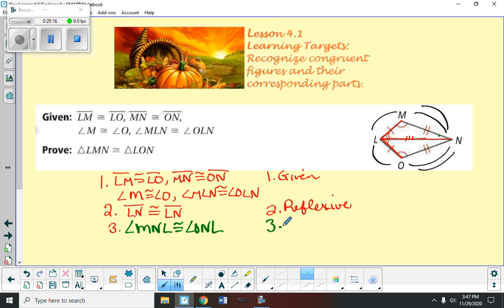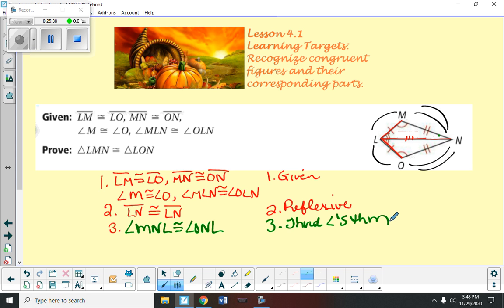Why would that be? Let's think about what we've learned. Well, we know that two angles in one triangle are congruent to two angles in the other. And then from the third angles theorem, we know that the third angles would have to be congruent to each other. So the reason would be the third angles theorem.